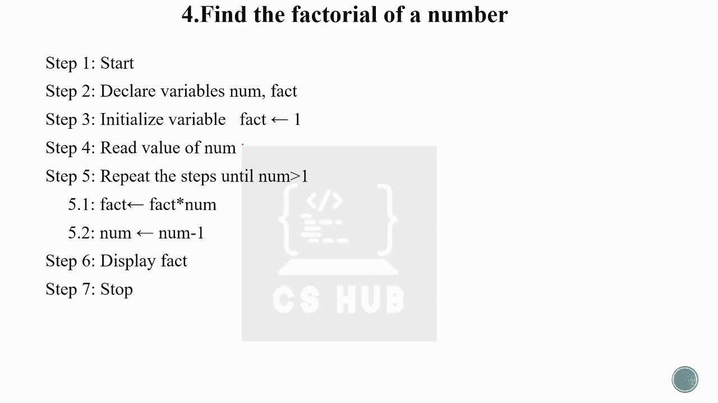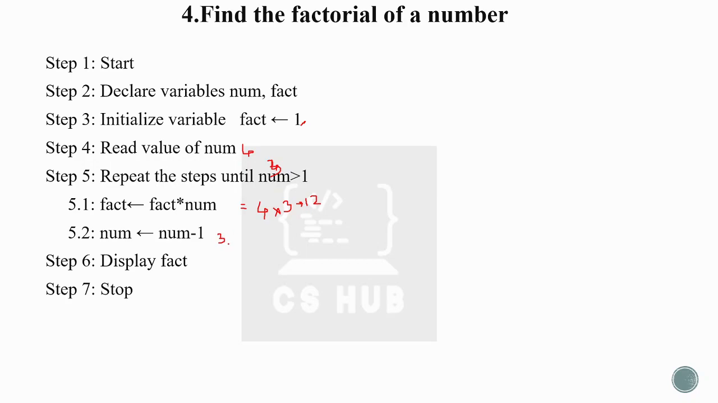Consider we read the value of num. Our num is 4. Repeat the steps until 4 greater than 1. 4 is greater than 1, of course, right? So our value of fact is 1, fact into num. Fact's value is initialized to 1. So 1 into num, 1 into 4. Here it is 4. Then num got decremented. Our num is 3, num minus 1. So num is 3. Next step, again checking whether 3 is greater than 1. Correct. Then fact is fact into num, which means 4 into 3 is equal to 12.